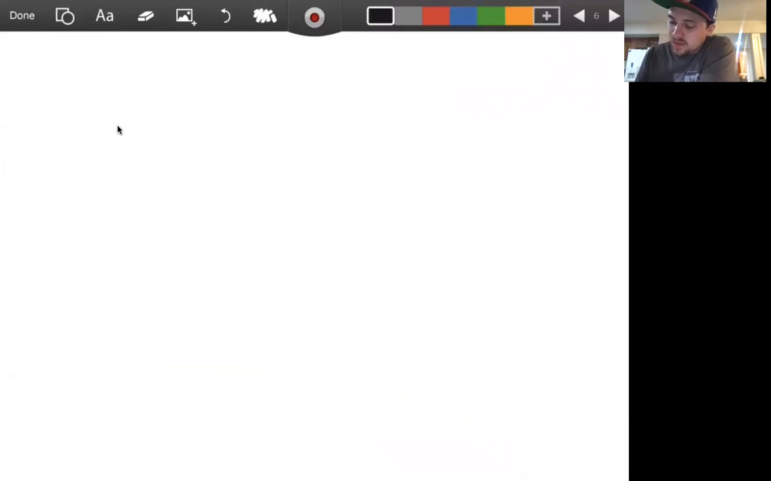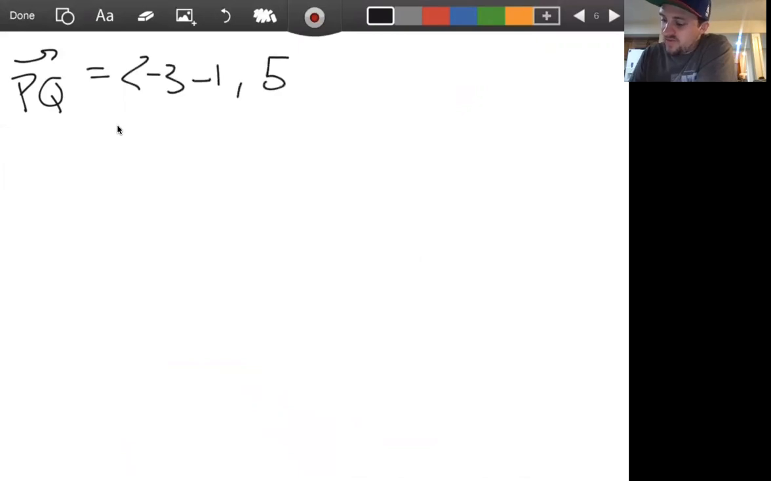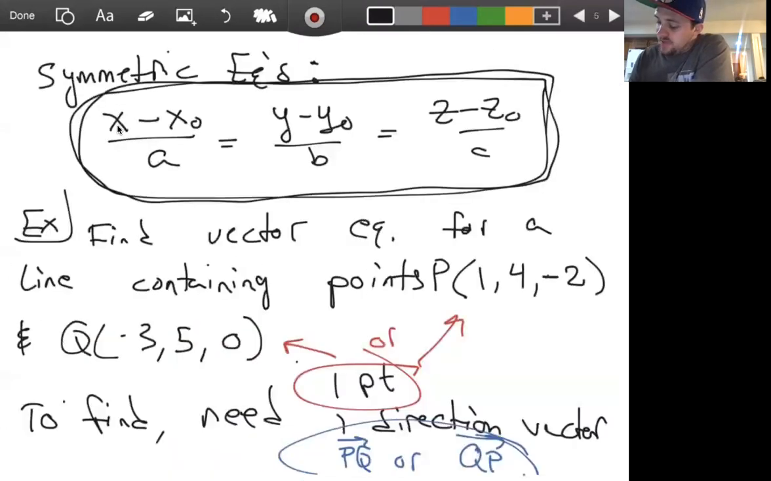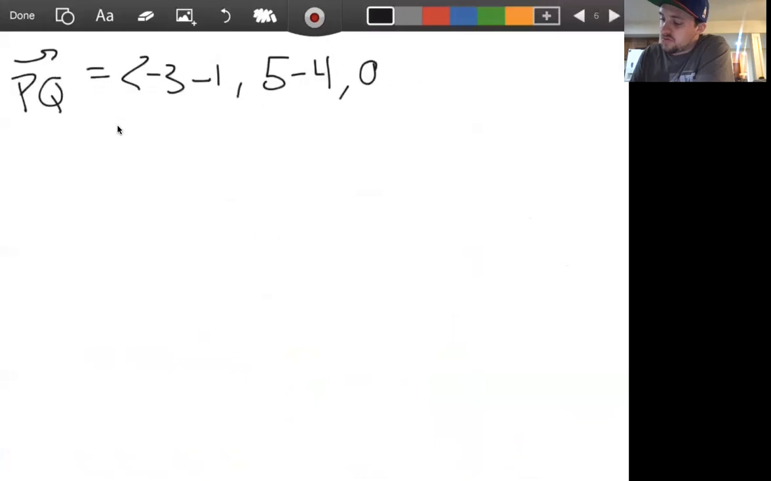We can find this by, we'll use PQ for example here. So that's going to be -3 minus 1, 5 minus 4, and 0 minus -2, so +2, which means that our direction vector PQ is (-4, 1, 2).